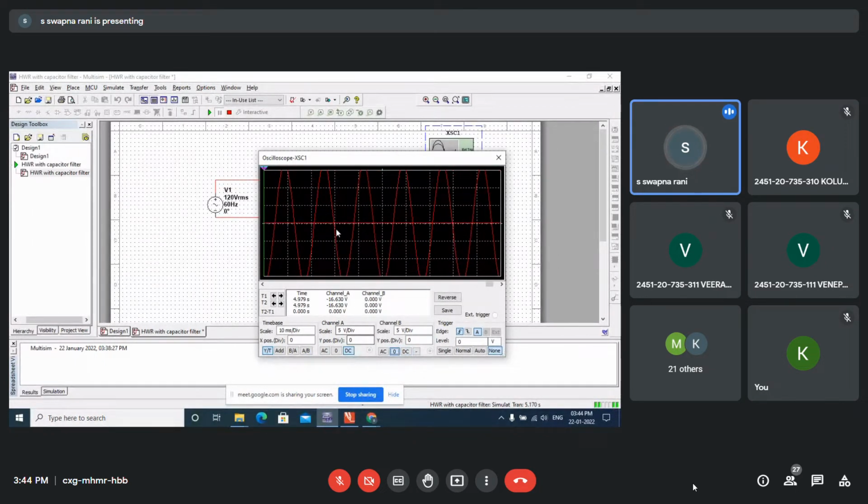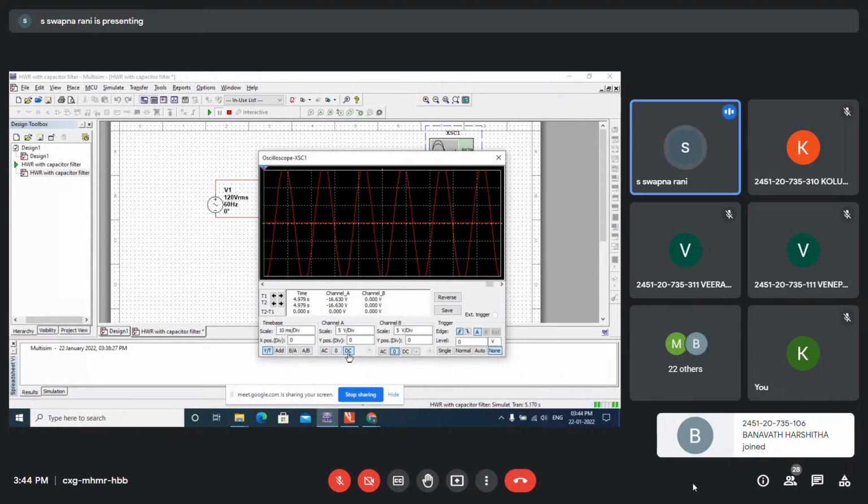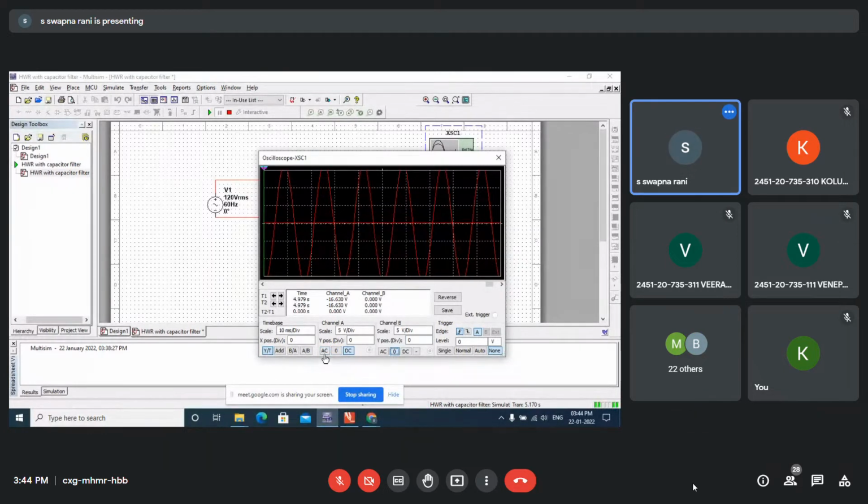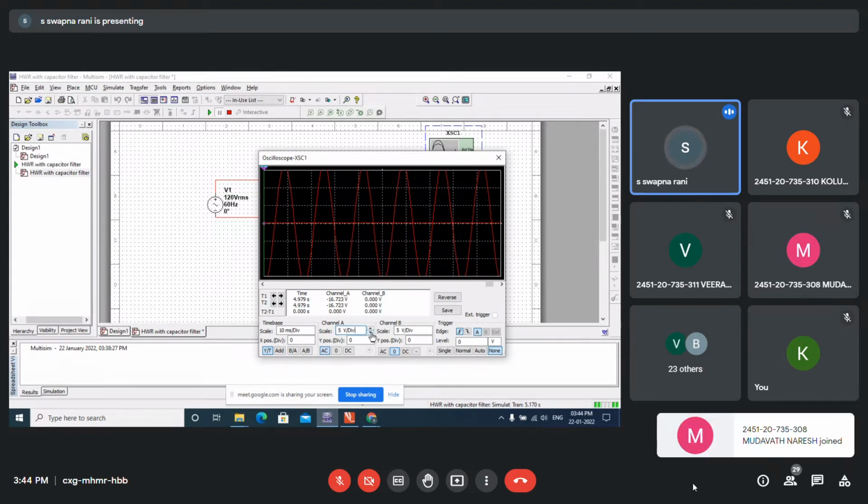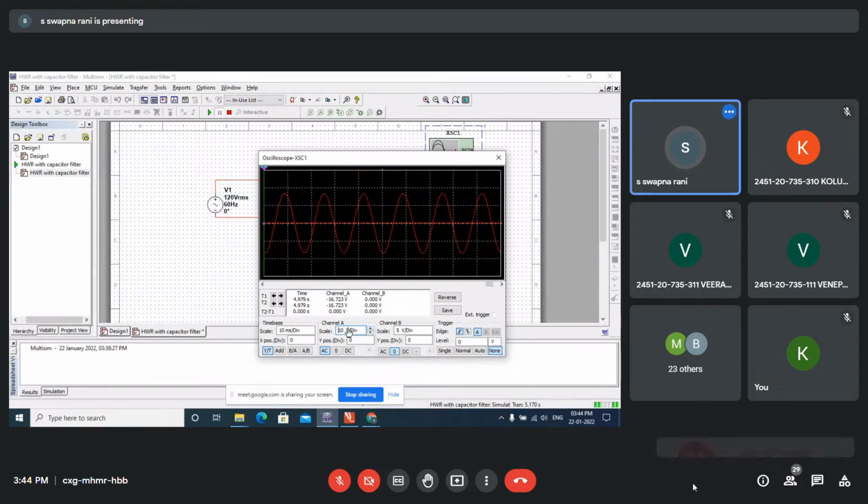So we are unable to see the complete signal. This is the input signal, which is in DC. Input signal is an AC signal. Therefore, it must be in AC mode. AC. And as the positive and negative peaks of the signal are clipped off, or we are unable to see them, now I am adjusting the scale to 10 volts per division. So this is the input signal.